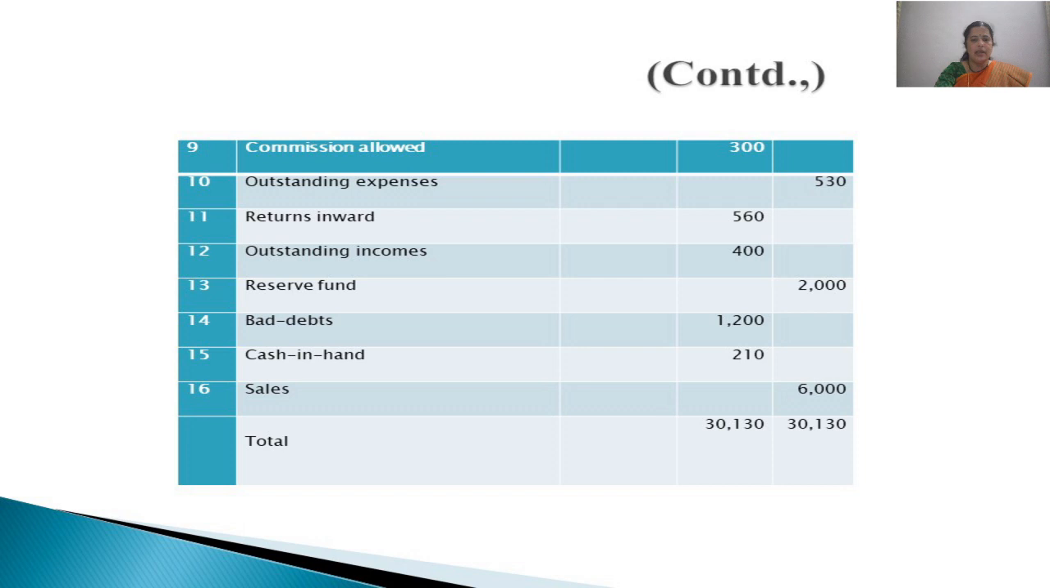Then bad debts is a loss. Our debtor has failed to make payment to us. He had purchased from us, but he failed to pay that 1200 to us. So that is a loss for us, debit loss. Cash in hand, an asset, debit. Sales, credit, because it is an item of income.